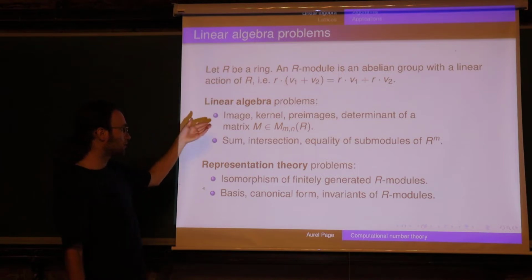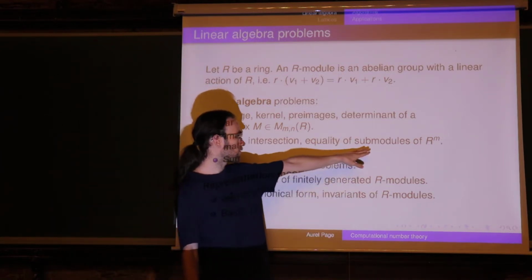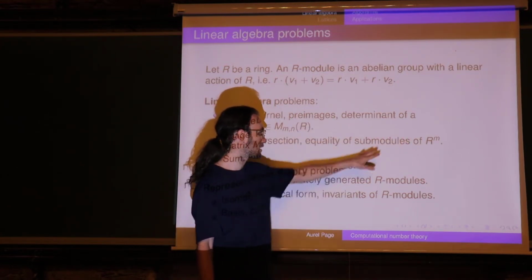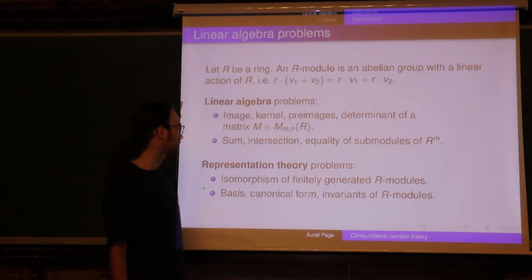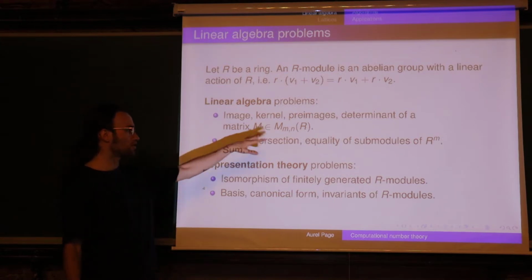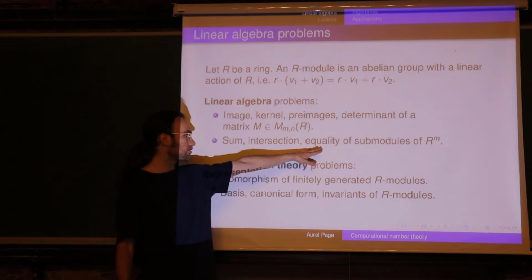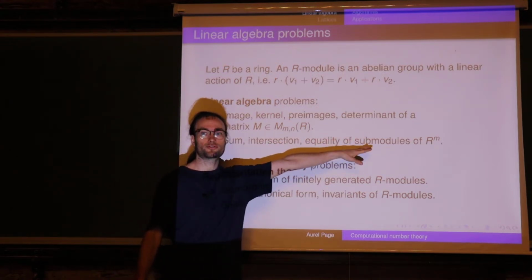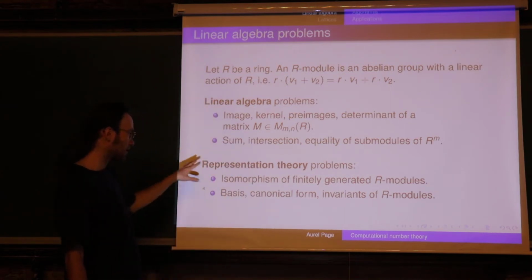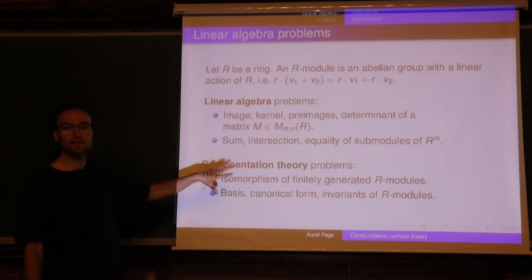And if you want to think not in terms of maps, but in terms of modules, you can think of submodules of R^n. So again, if you think in terms of vector spaces, that would be vector subspaces of k^n, and you want to be able to do a few basic operations like sum, intersection, equality of submodules. So here I'm insisting just a little bit on equality of submodules of R^n and not isomorphism. So why not? So I'm classifying isomorphism of finitely generated R-modules in the second class of harder problems.